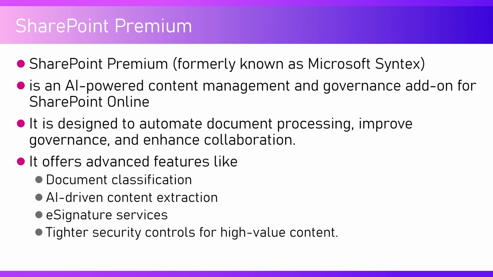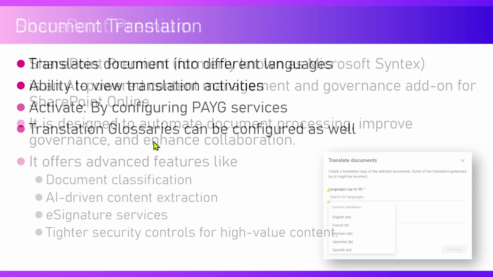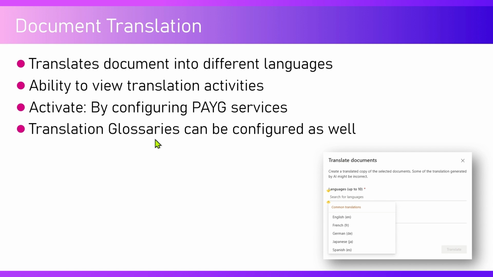With that, it offers various features like document classification, AI-driven content extraction, e-signature services, tighter security controls for high-value content, Microsoft 365 backup, Microsoft 365 archive, and many other services. One of the services we are looking at today is document translation. It allows you to translate the current document in a document library into different languages. Currently, as you see on the screen, the language support is for English, French, German, Japanese, and Spanish.